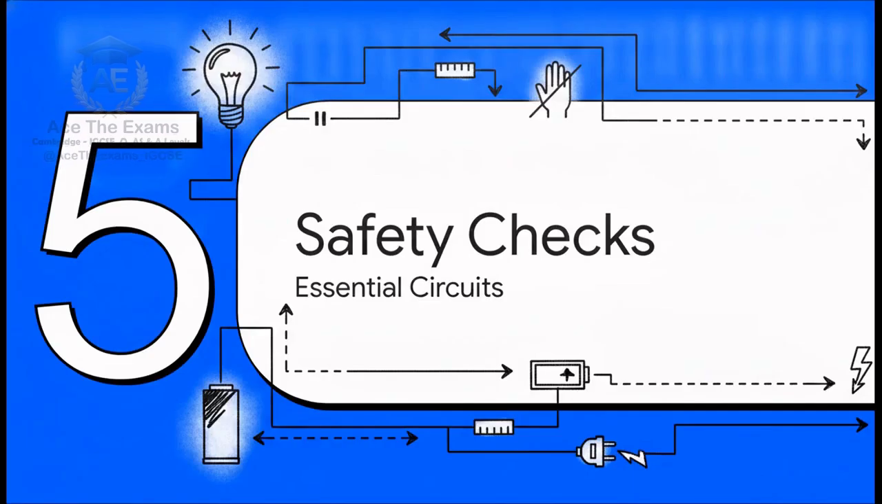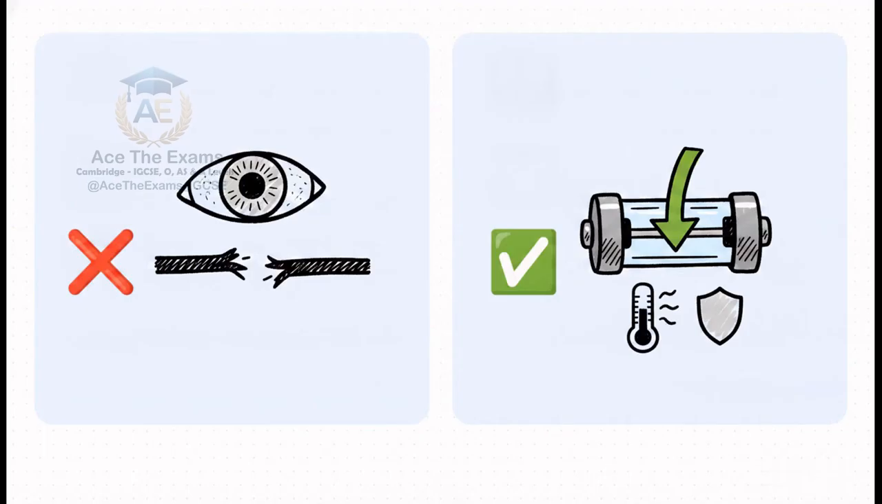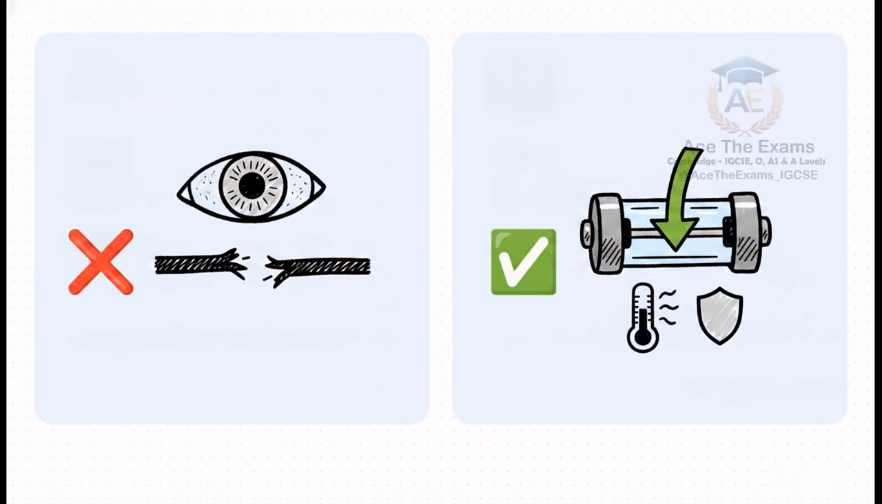Section 5. Essential Circuit Safety Checks. Now, the absolutely crucial point here is that Cambridge loves to test your holistic understanding. A massive favorite trick of theirs is taking a high-level energy calculation and mashing it up with real-world safety checks into a single, terrifying multi-part question. Check out the difference between a superficial guess and actual scientific reasoning here.